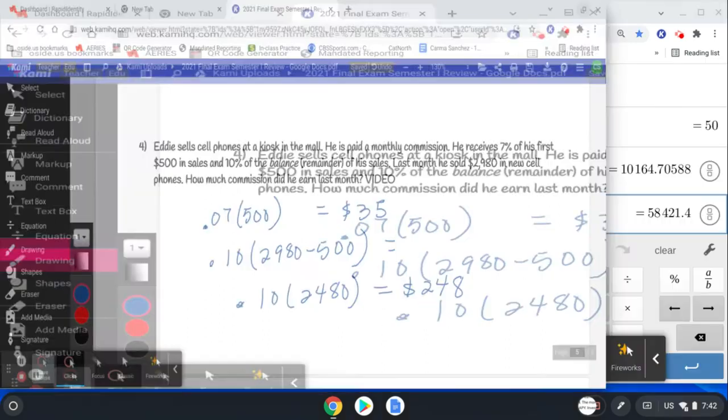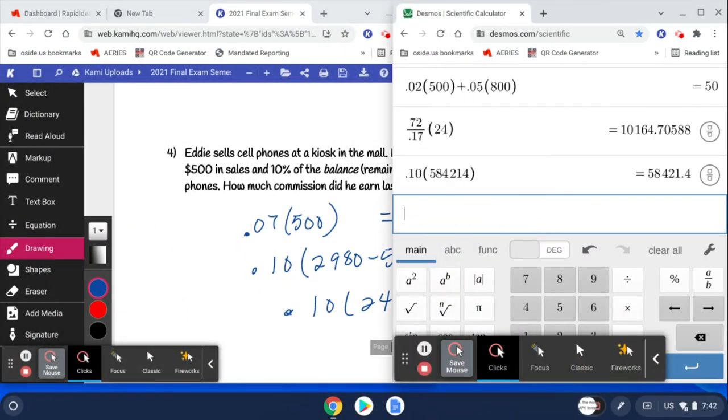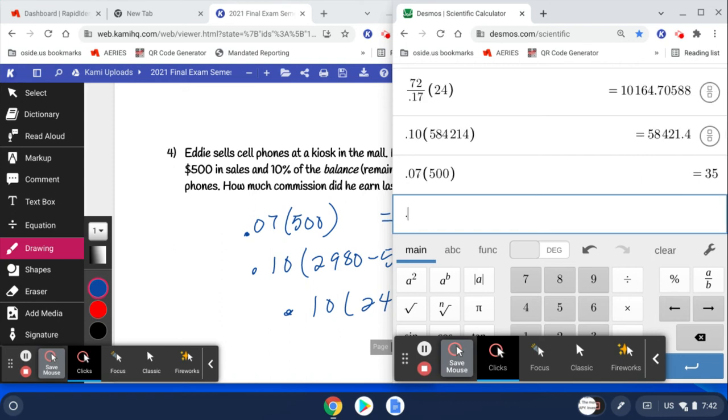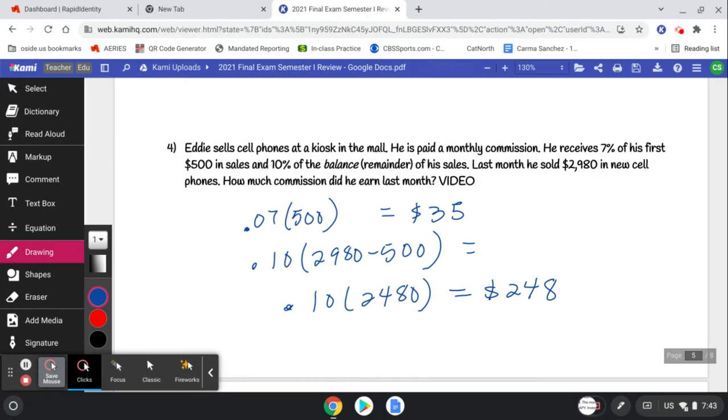Let's go see if my math was correct on those. So 0.07 of 500 is $35. Okay, good. And 10% of the $2,980 minus the 500 that we already counted is $248. Yay! Now we add those together for his total commissions. 8 plus 3 is 13. 8 plus 5 is 13. I'm getting $283 in total commission.